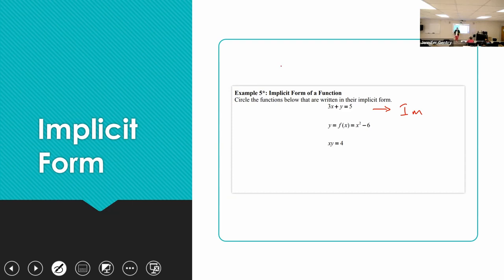Does that make sense? Now, I can take this first one, 3x plus y equals 5. I can make it explicit. y equals 5 minus 3x. Guess what? I'm explicit now, right? I went from implicit, implied, to explicit. I just flat out told you what it means. That make sense?